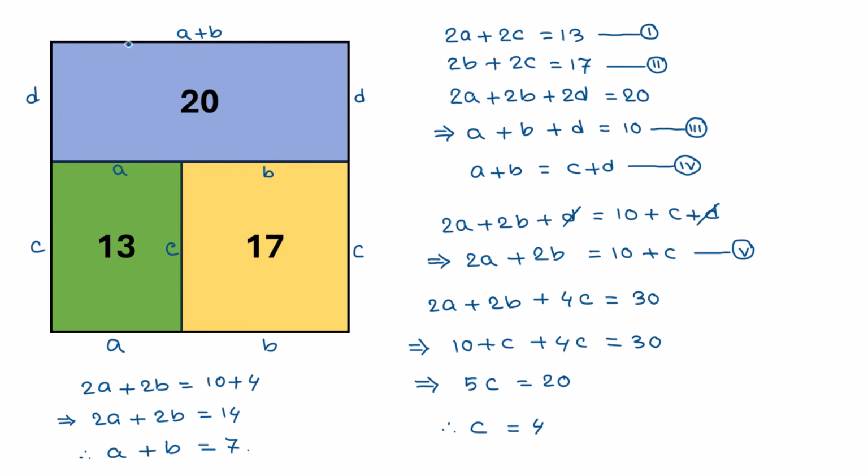As the side length of this square is A plus B, and we have found the value of A plus B is equal to 7, the side length of this square is 7 units. And this is the solution of our given problem.